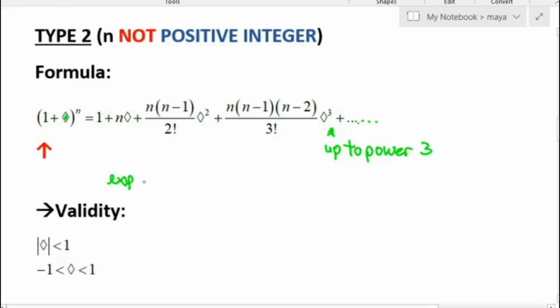If the question says expand the first 2 terms, then it will be different, because this is my first term, this is my second term, so I will expand until here. If we say expand the first three terms, then first term, second term, this is the third term, so we will expand until here only. So you have to see whether you want to expand up to the power or followed by terms.